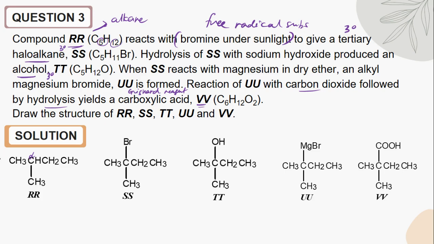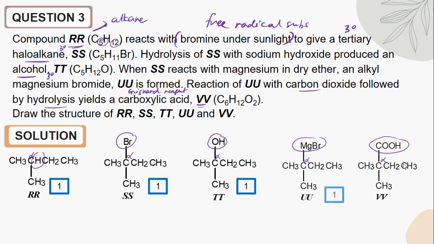You can see here all the reactions are happening on the same alpha carbon. H undergoes free radical substitution to become Br. This is on the same alpha carbon. And then the Br is substituted with OH. This is still the same alpha carbon. And your Grignard reagent is formed from this alpha carbon. And then your COOH is added to the same alpha carbon. Each correct structure gives you 1 mark.